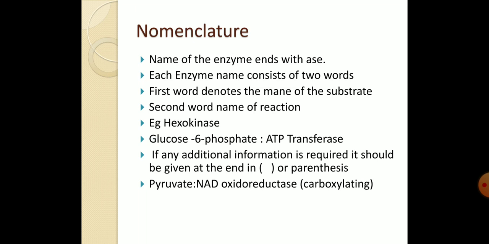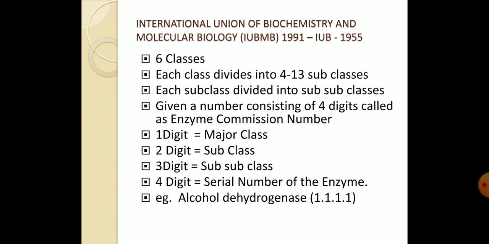For example, hexokinase. Here two words are there: hexos is one word, and ase is separate. The first denotes the name of the substrate, and the second is the name of the reaction. That's hexokinase. Like that, if it is involved in transfer, then it is called transferase, and sometimes oxidoreductases. So there will be different types of names.